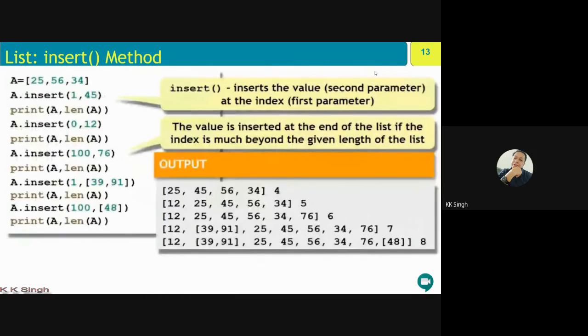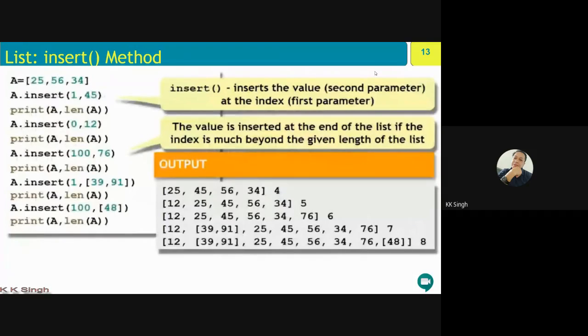So the last slide which we discussed was this. So just revise it. In this slide, as we have taken the first statement, a is equal to 25, 56, and 34. This is a list, the collection of integers. But we are going to apply a method called insert.